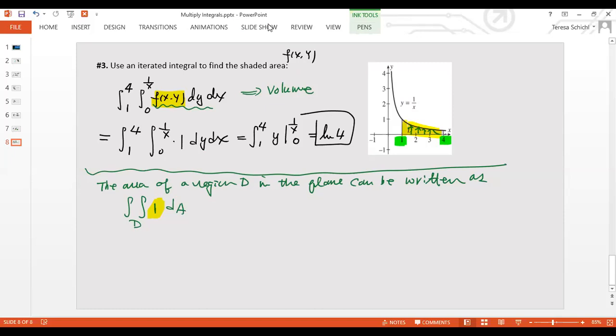I hope this gives you some background as we continue with the integration. Make sure that if you have an integration region, you graph it first, then decide which direction you want to integrate first.